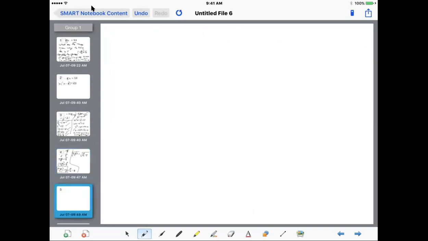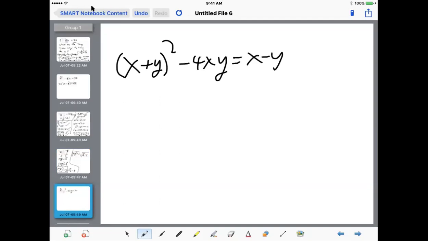Here's the insight. Remember yesterday, (x plus y) squared minus 4xy is equal to (x minus y) squared?